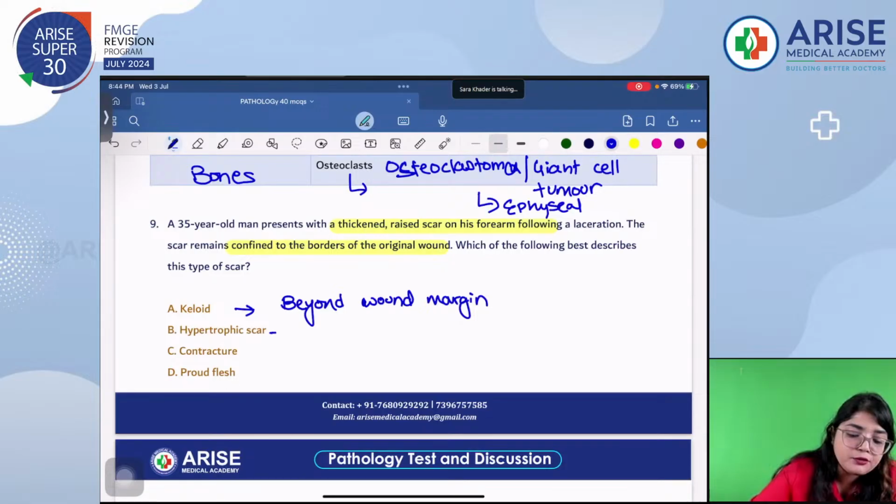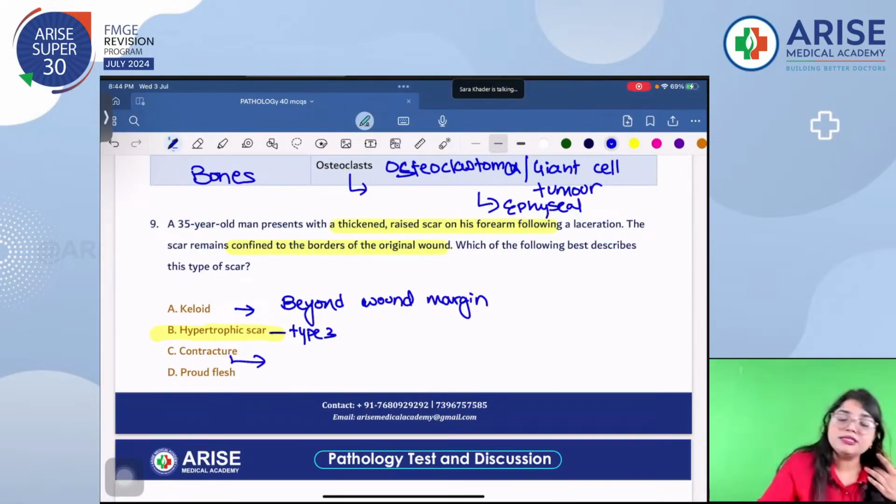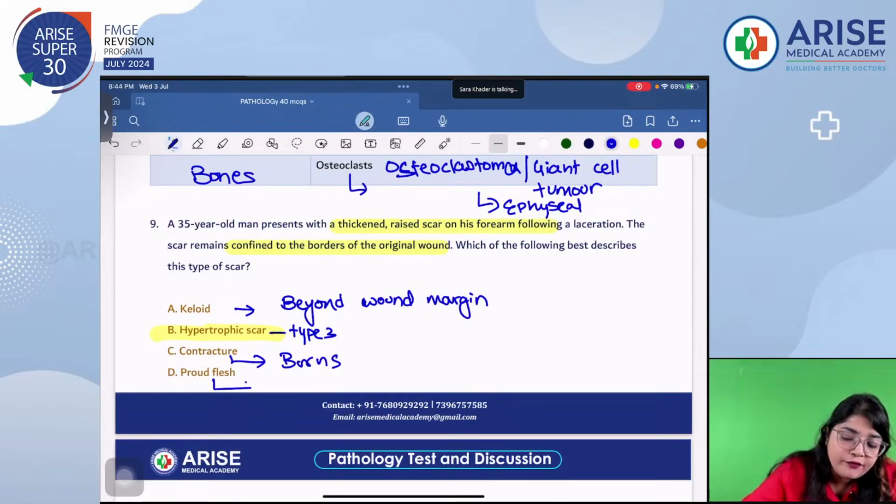What about hypertrophic scar? Yes, this is the scar that is a raised scar, which is within the wound margins, and the collagen that is affected here is type 3 collagen, right? Type 3 collagen. What about contracture? Contracture usually happens in patients who undergo burns, right? So because of burns, there is physical limitation. So this is seen in cases of burns, while proud flesh is nothing but an excess of granulation tissue.